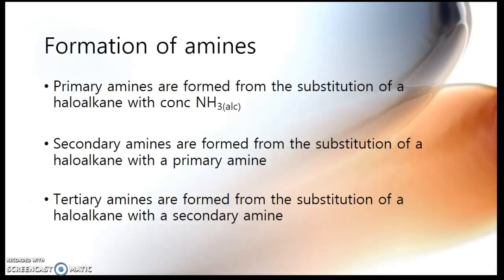Okay, so as mentioned previously, we make amines from the substitution of a haloalkane with concentrated alcoholic ammonia. So we start off with that concentrated alcoholic ammonia, we add our haloalkane, and that basically replaces one hydrogen from the ammonia with a carbon chain. If we start off with a primary amine and we add a haloalkane to it, we get a secondary amine. And if we start with a secondary amine and we add a haloalkane, we're going to get a tertiary amine.